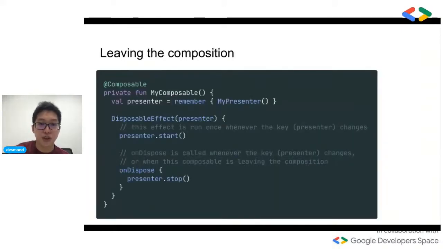So if you want to be notified of when the composable is leaving the composition, which is when the composition lifecycle ends, just like the onDestroy, we can use DisposableEffect. So onDispose will run whenever the composable leaves the composition or whenever the key passed to DisposableEffect changes. So it's the perfect place for cleaning things up or releasing resources to avoid memory leaks.